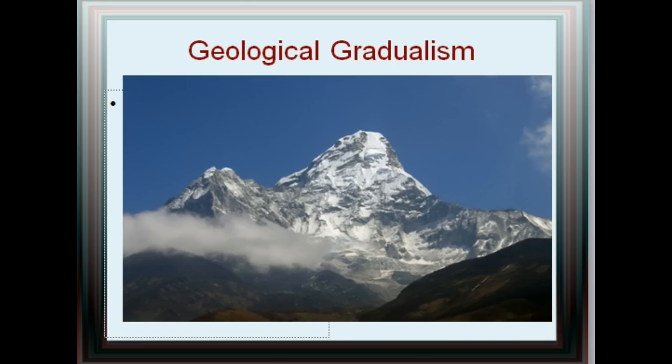Now a word about the concept of geologic gradualism. Geologic gradualism influenced Darwin heavily. This is the idea that the world is shaped slowly and continuously and that the earth is much older than 6,000 years. Also get that in your notes.